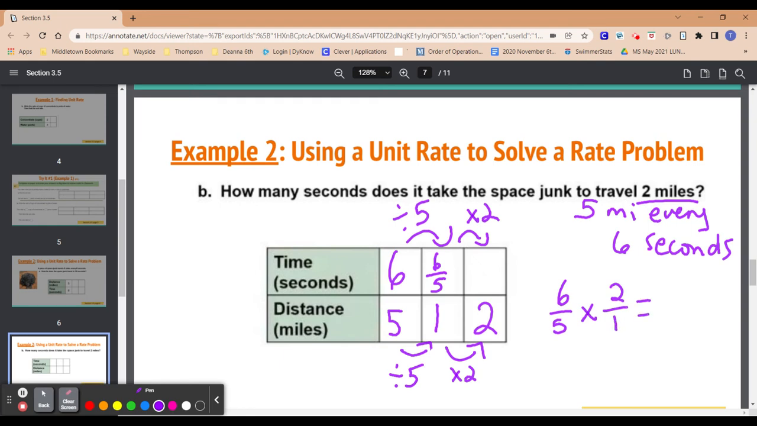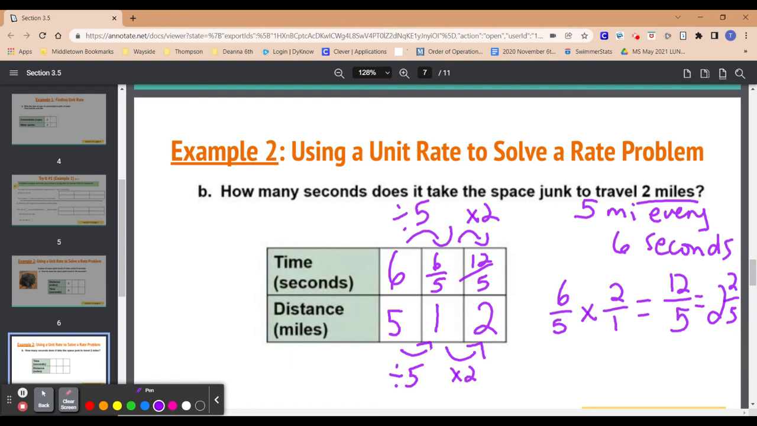So 6 times 2 is 12, and 5 times 1 is 5. I need to make this a mixed number. Actually, you really don't need to, but you can. So it's going to be 2 and 2/5. So you're going to write 12/5 or 2 and 2/5. And then it's asking us for a question, and I actually have to go back to problem A and write the answer as well.